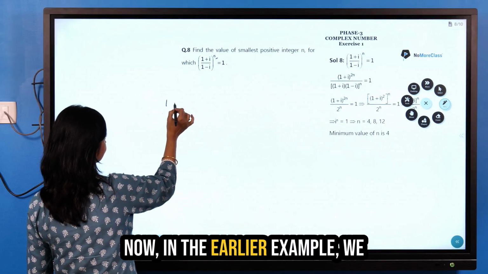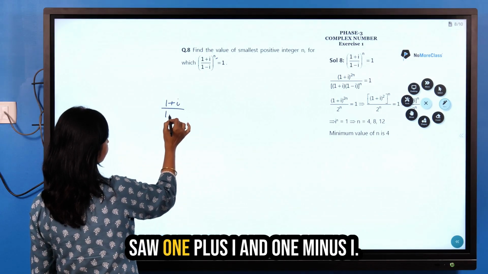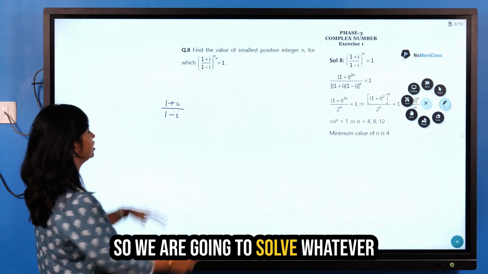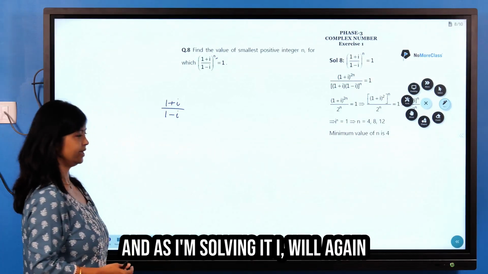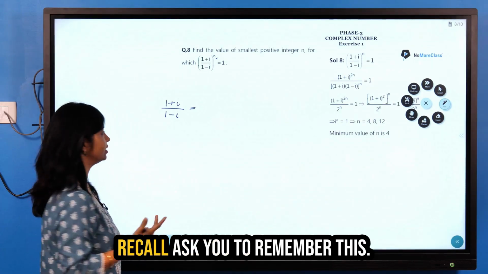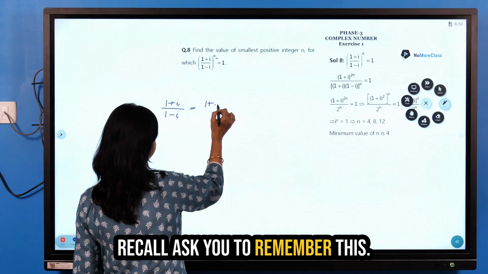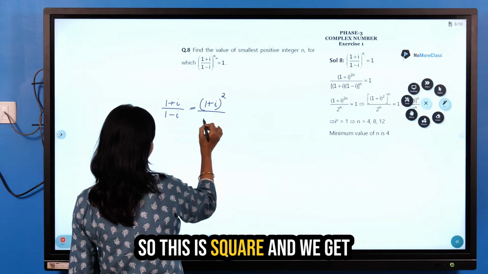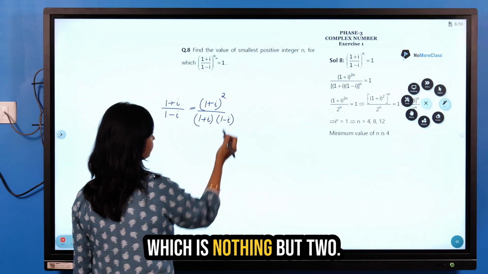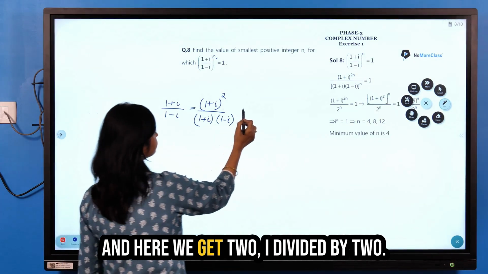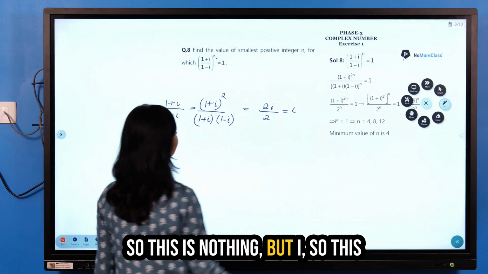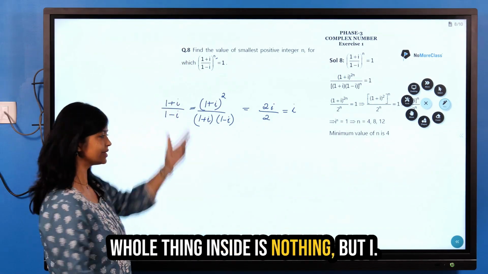Now, in the earlier example, we saw 1 plus i and 1 minus i. So, we are going to solve whatever is inside the bracket first. And as I'm solving it, I will again ask you to remember this. So this is square, and we get 1 plus i into 1 minus i, which is nothing but 2. And here we get 2i divided by 2. So this is nothing but i. So this whole thing inside is nothing but i.